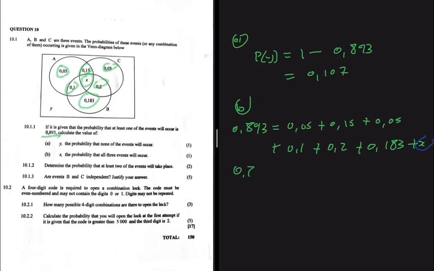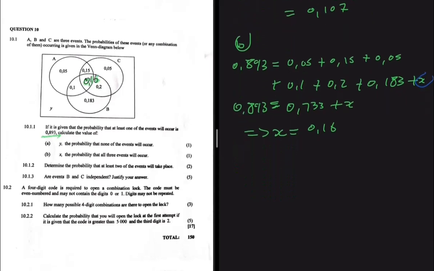So 0.893 will be equal to, let me just add all these probabilities, I'm getting 0.733 plus x. So consequently, x should be equal to 0.893 minus 0.733, which should be equal to 0.16. So now here at x, we have 0.16, right? We have 0.16 at x. And then let's do the next one.